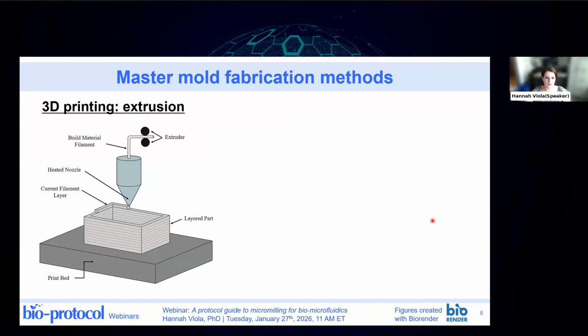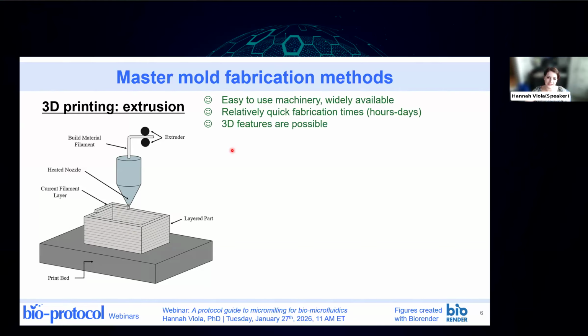So another common method is 3D printing. This is extrusion 3D printing, where we have some kind of polymer and we're pushing and heating it a bit and then extruding it and building layer by layer to create our part. So this is relatively easy to use machinery. A lot of places have them. They're pretty fast in terms of your fabrication time compared to other methods. You can set it up and get your part within a day or two, which is pretty fast.